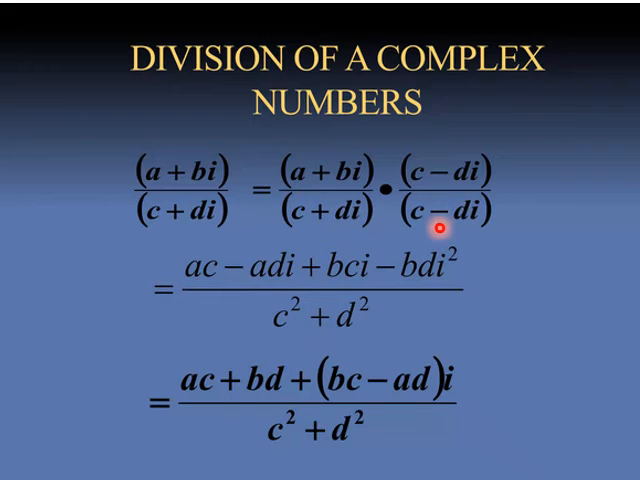So c plus di and c minus di will be c square minus d square i square. i square is minus 1, so this will become c square plus d square. And the numerator terms we multiply in a regular fashion.